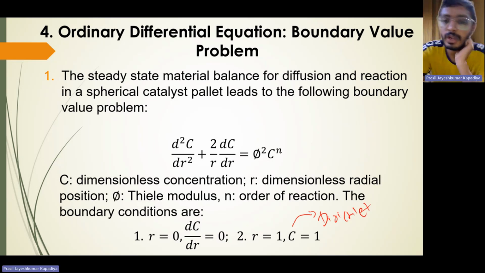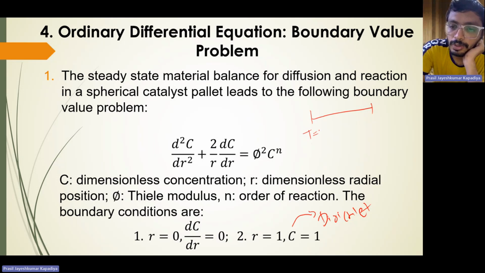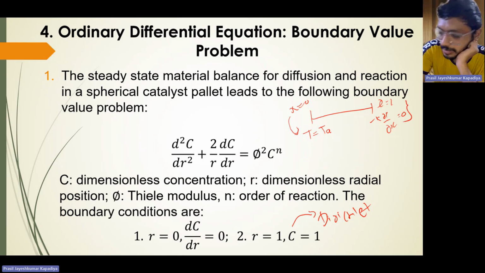What is Dirichlet boundary condition? Let's say this is my temperature rod, T is equal to TA at x is equal to 0. So this is called Dirichlet boundary condition. But let's say at x is equal to L, let's say minus k del T del x is equal to 0. So this is called Neumann boundary condition.